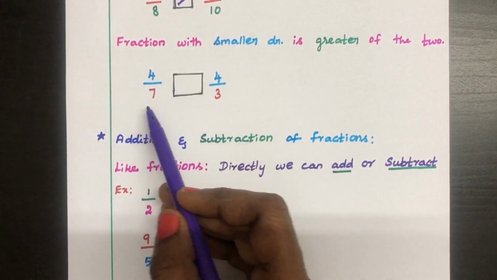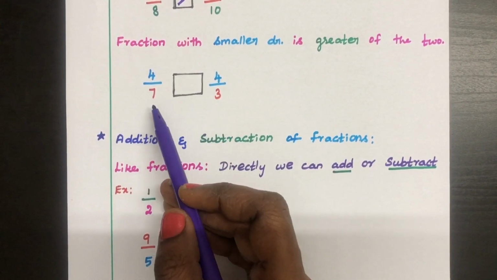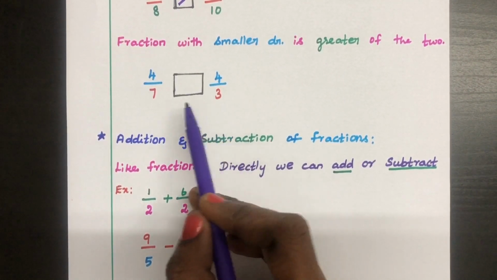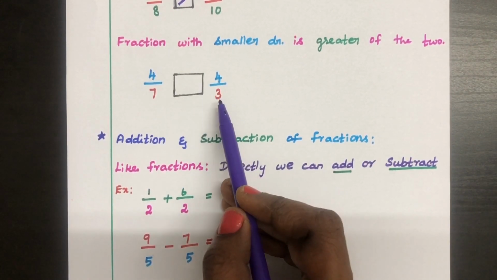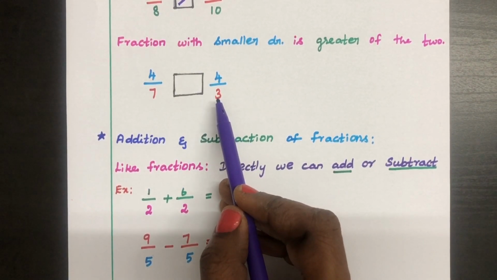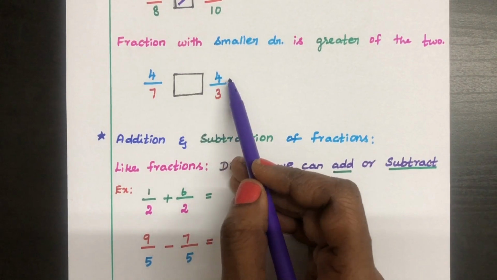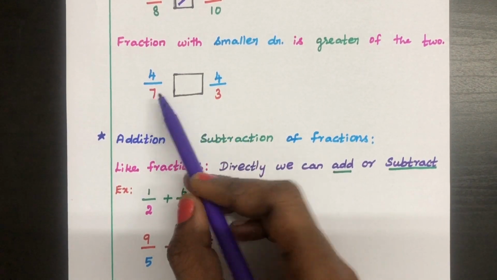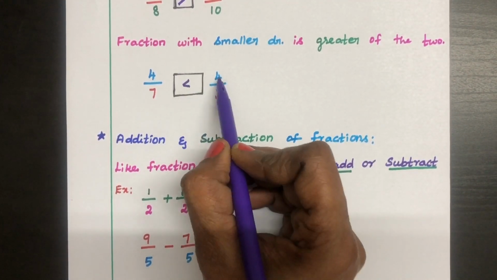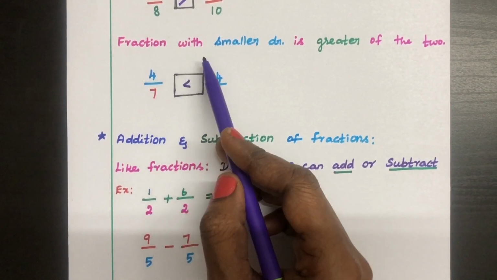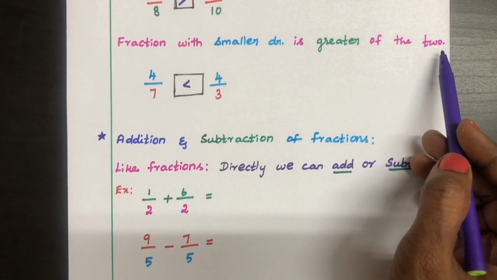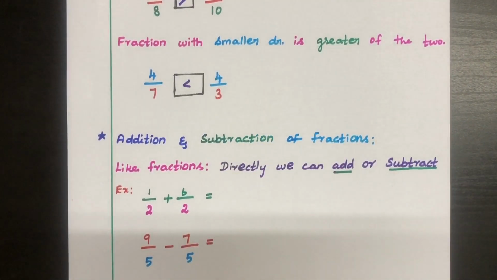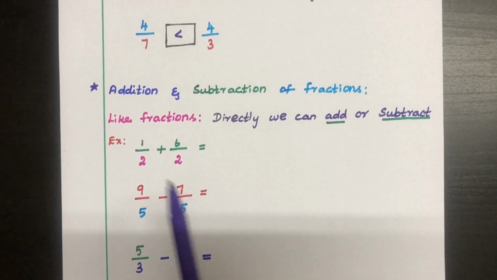Same numerator but different denominators. See, 7 is bigger, 3 is smaller. But the fraction with 3 is the bigger number. So 4 by 7 is less than 4 by 3. The fraction with the smaller denominator is greater of the two.